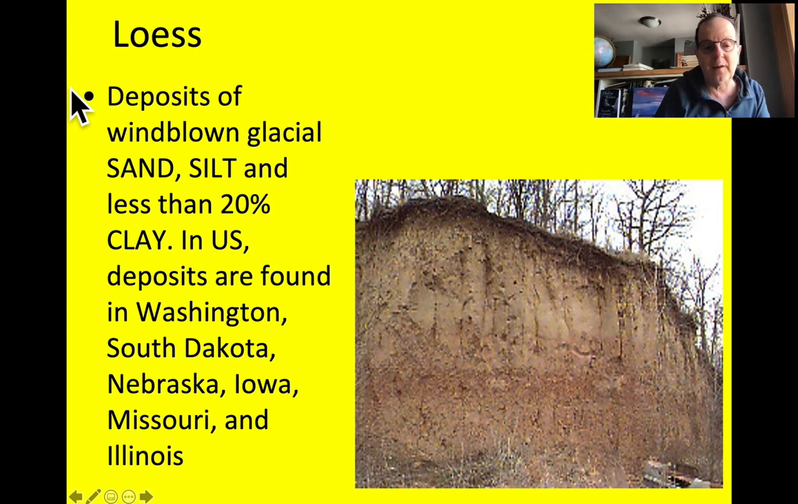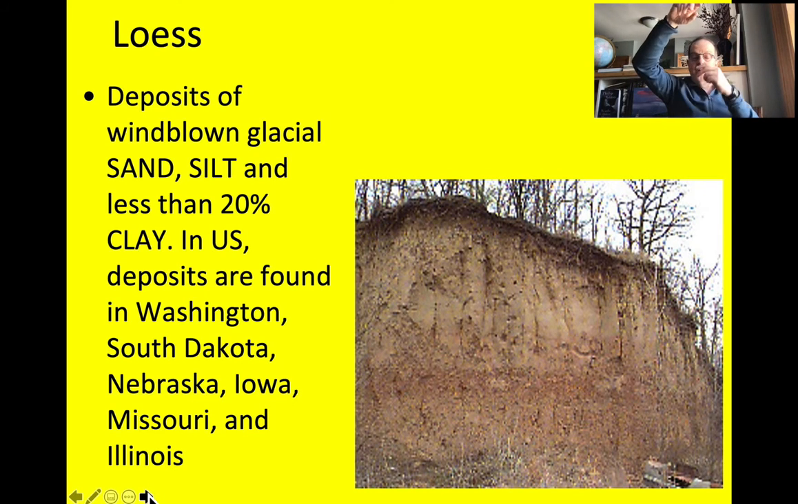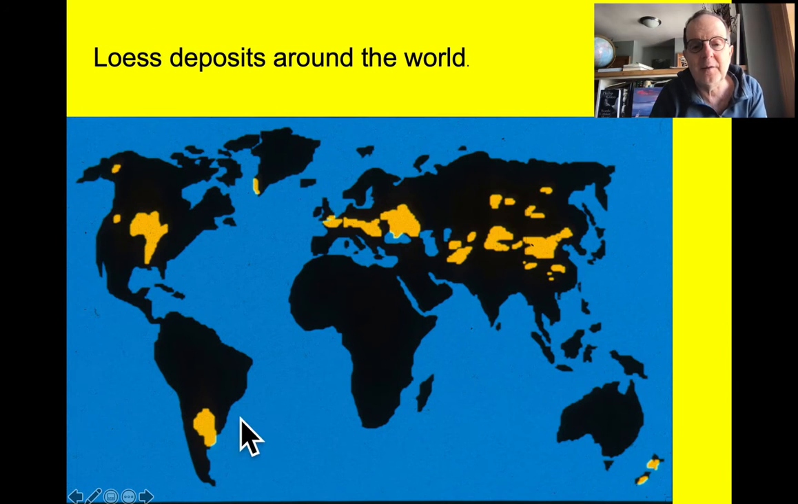parts of Washington State, South Dakota, Nebraska, Iowa, Missouri, and Illinois, and they make great farmland, and they're a big part of the global movement of terrestrial material by the wind. So these formations of deep sediment, or wind-blown soil, called loess, you find throughout the world. And here are some deposits of loess. So this is very important farmland for the United States, these loess deposits.